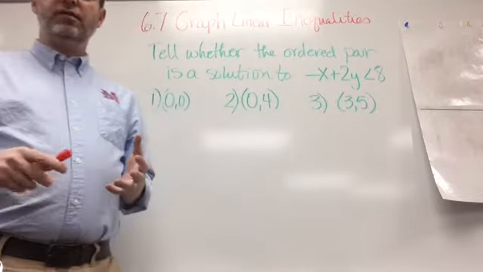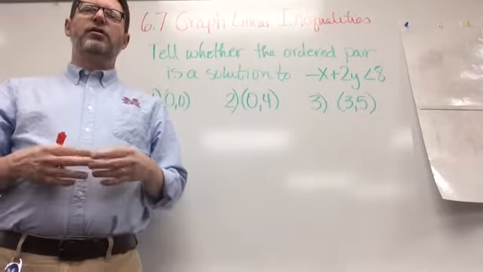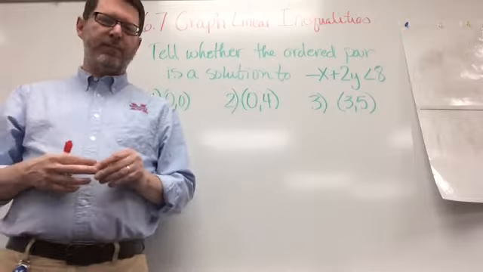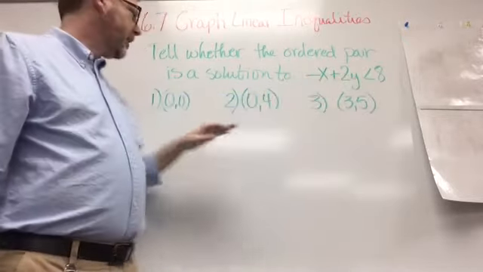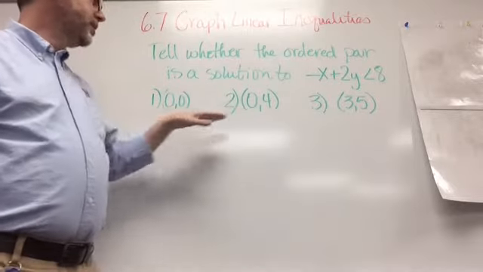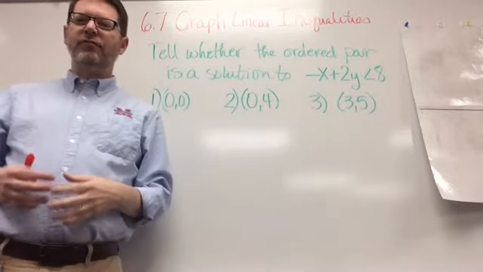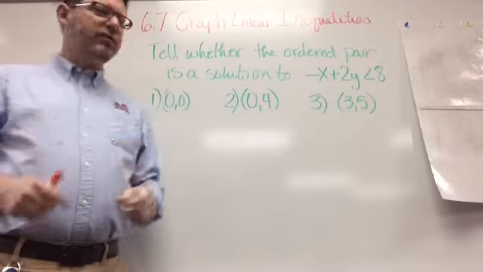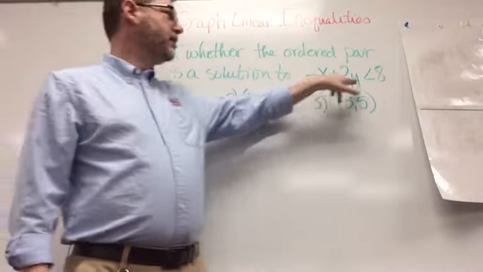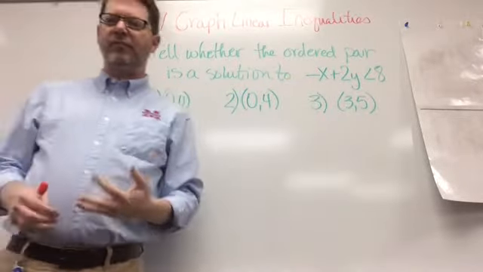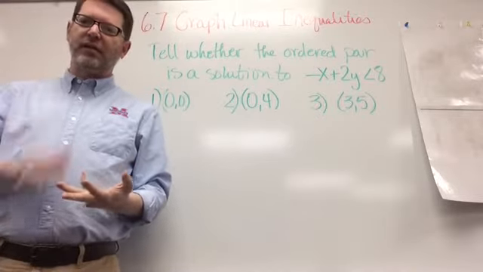But the first thing that we need to be able to do is to tell whether a point is a solution to a linear inequality. So I have a linear inequality right here, negative x plus 2y is less than 8. And I have 3 points, (0, 0), the origin, (0, 4), and (3, 5). I need to figure out if these in fact are solutions to this inequality by plugging in the x and the y to see if I get a true statement. If I get a true statement, it is a solution. If I don't, it is not a solution.